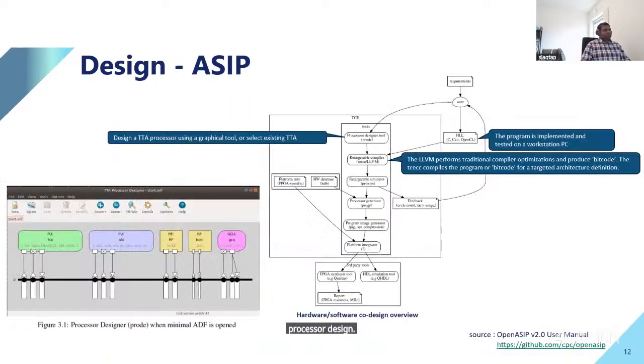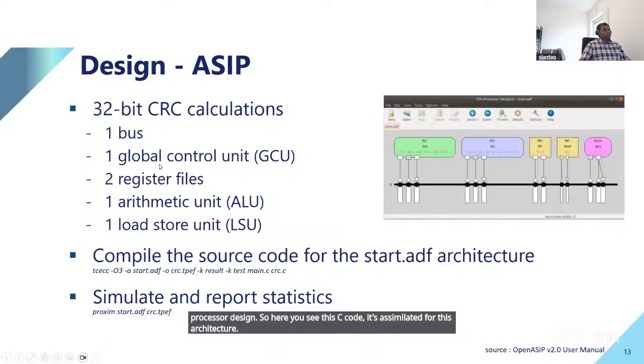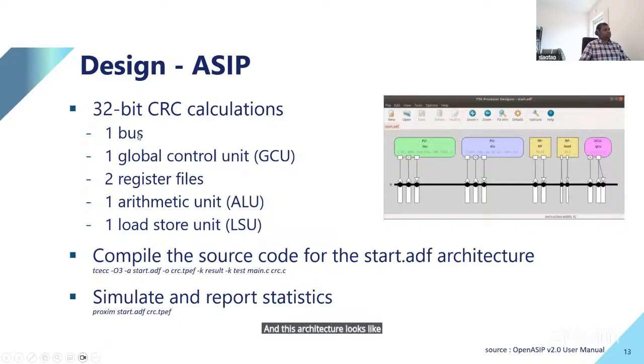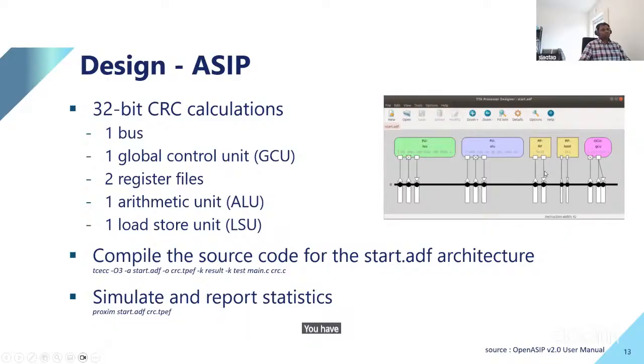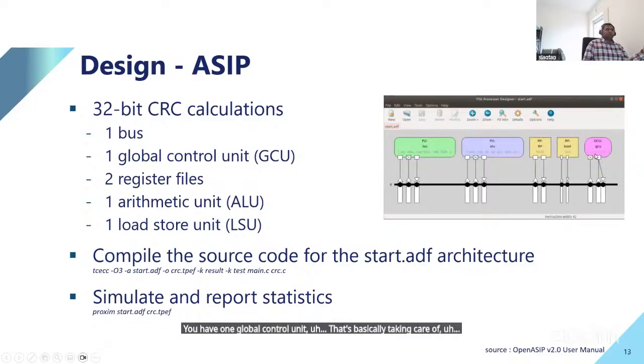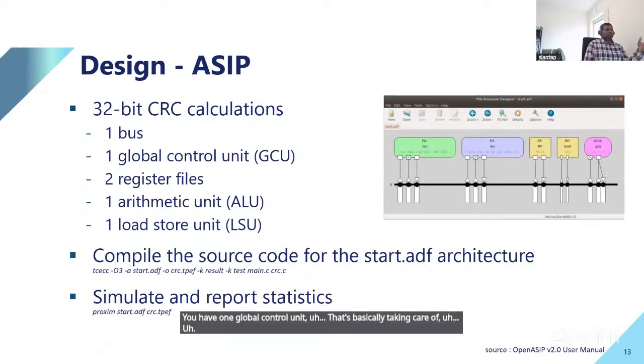So here you see this C code. It's simulated for this architecture, and this architecture looks like this. It's a 32-bit CRC application. You have only one bus. This is the black thing which you see. You have one global control unit that's basically taking care of pulling in instructions, maintaining the program counter, and stack operations when it uses load store units.